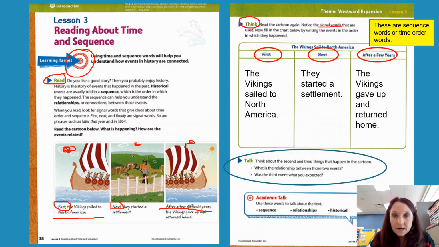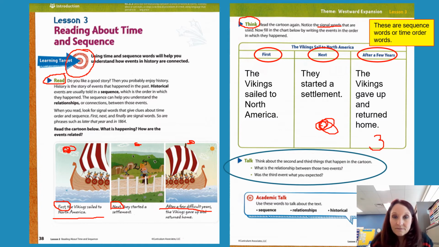Down here in the talk part, it says, think about the second and third things that happened in the cartoon. So what is the relationship between these 2 events? Well, the second event is here and the third event is here. And I mentioned this earlier. They started a settlement, and maybe they had a very hard time getting it up and going, and they decided it wasn't worth the effort, so they gave up and went home. So those are related because we need to know why the Vikings ended up going home. Well, it's because they had a difficult time getting that settlement started.